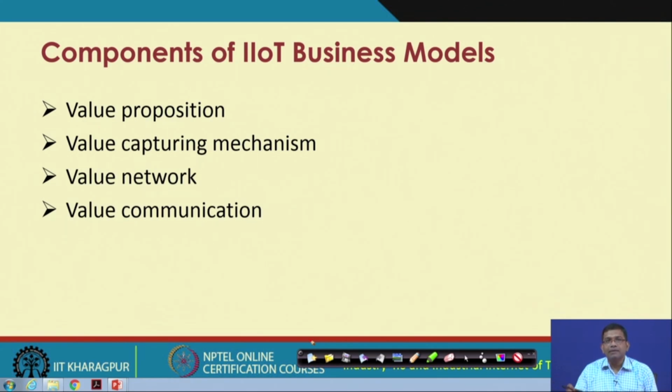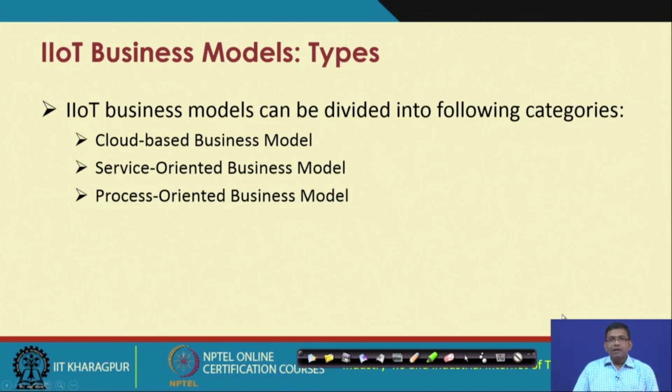Across different segments, there are different types of IIoT business models, and they could be cloud based business model, service oriented business model, or process oriented business model. I am going to talk about each of these in a little bit more detail now.